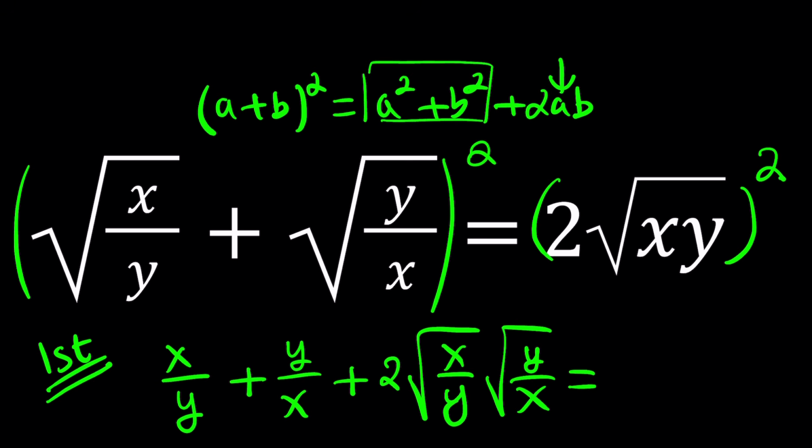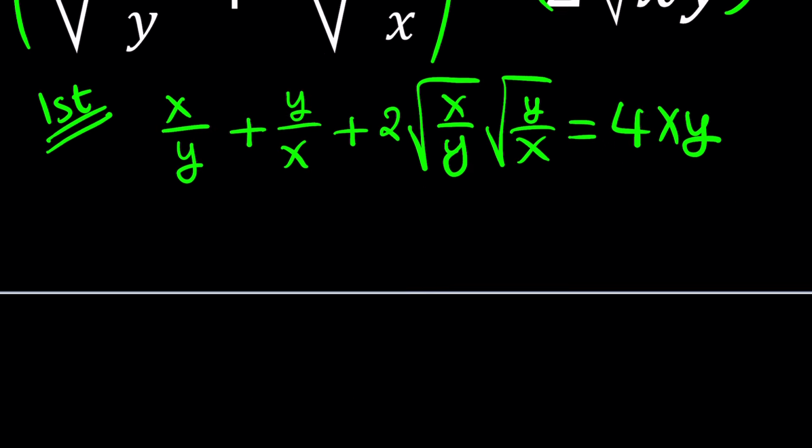What about the right-hand side? We have a product, so it's going to be 2 squared, which is 4, times the square root of xy squared, which is just xy. Nice. What are we going to do with this, right? So, here's what we're going to do. First of all, we have two radicals.